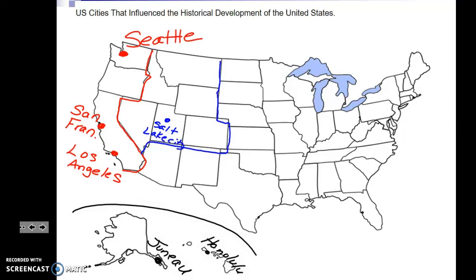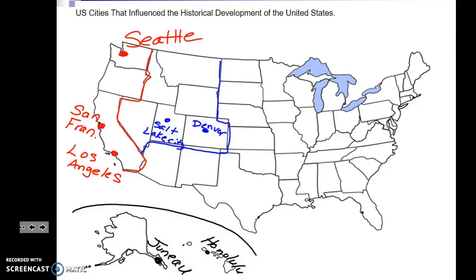If we move east, we move into Colorado and the city of Denver. That's where the Broncos play. So put the word Denver. So the two major cities in the Rocky Mountain region are Salt Lake City, Utah, and Denver, Colorado.